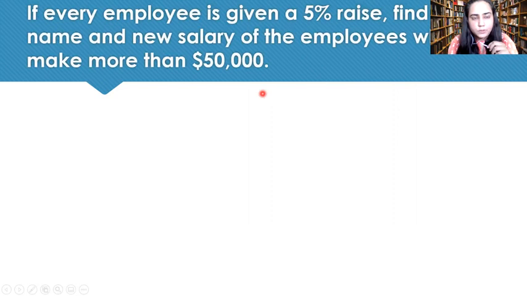And now let's see a slightly more difficult example for calculations. So this is the question. If every employee is given a 5% raise, find the last name of that employee along with the new salary of the employees who will make more than $50,000. So this contains a lot of conditions, and you need to write down this query very carefully.